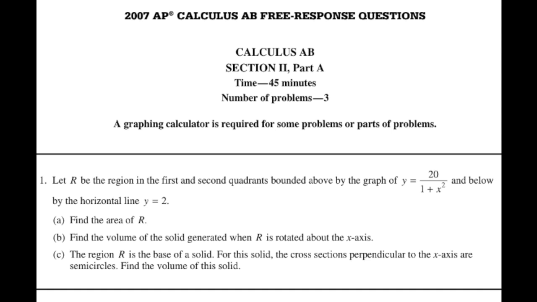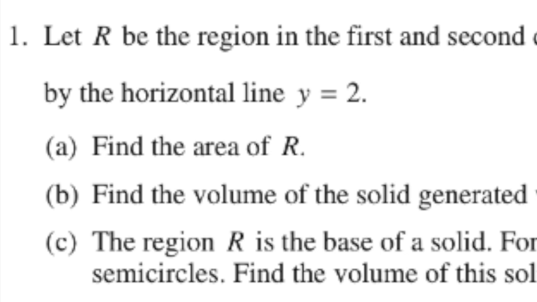Okay, so today we're going to be doing a calculus free response problem from the 2007 AP, and this is problem number 1. So the problem says, let R be the region in the first and second quadrants bounded above by the graph of y equals 20 divided by 1 plus x squared, and below by the horizontal line y equals 2. Okay, so part A says, find the area of R.